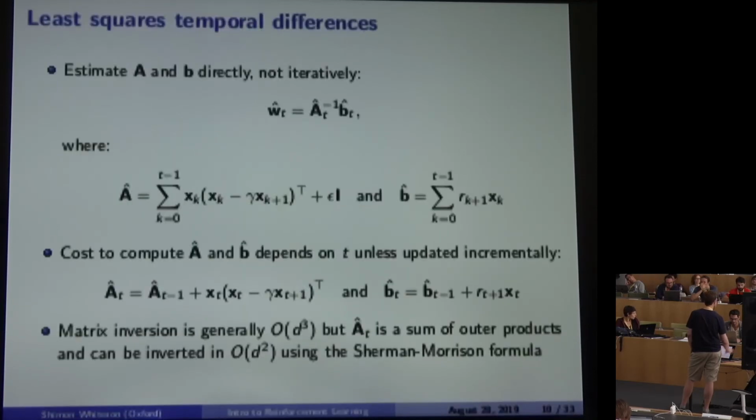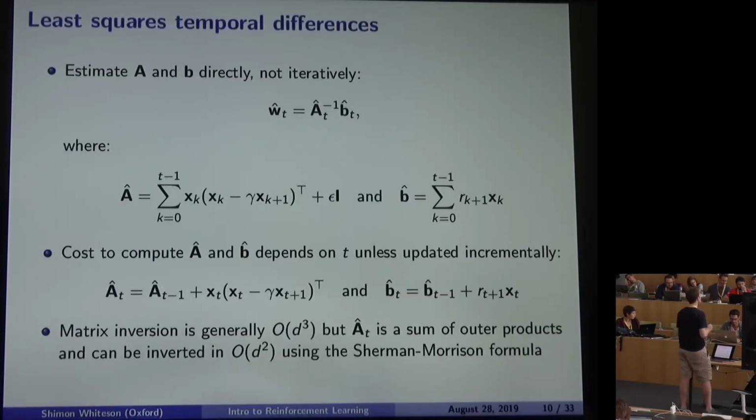Yeah, that's a good point. It might not be invertible. That will depend on some linear independence properties among the features. That doesn't always hold, and that's what this term here is for. But yeah, that can be an issue. Yeah, good point.